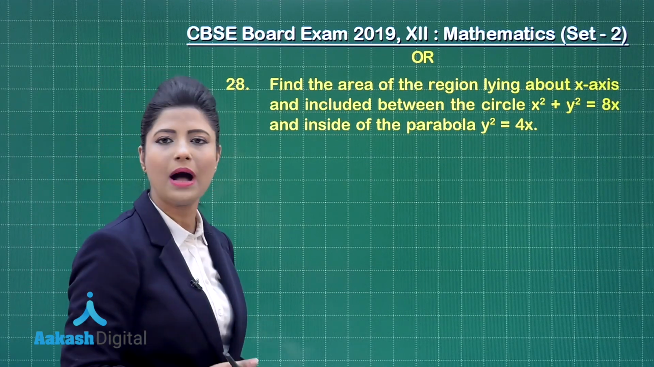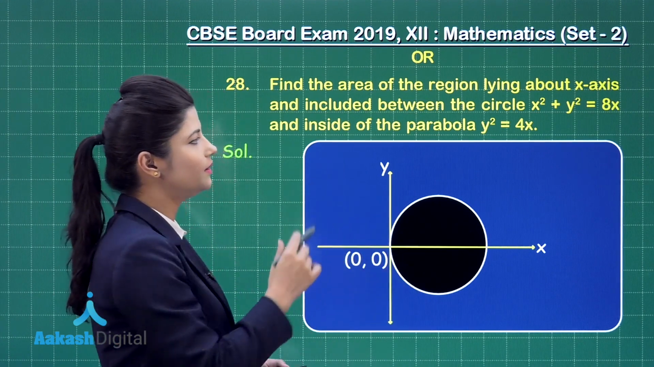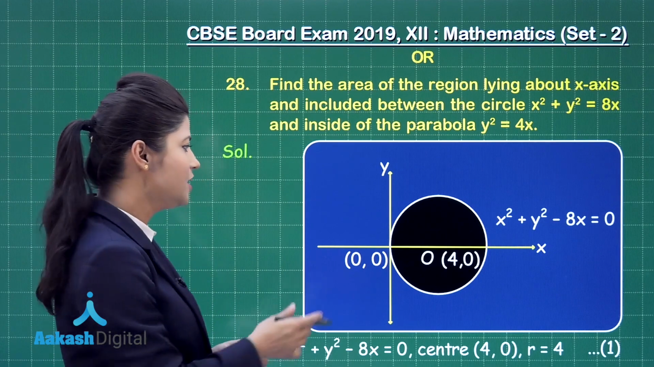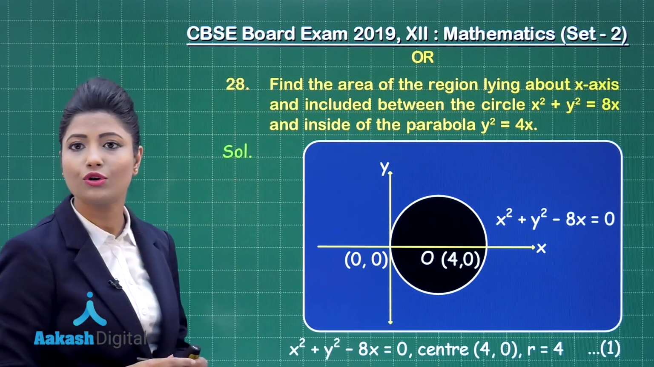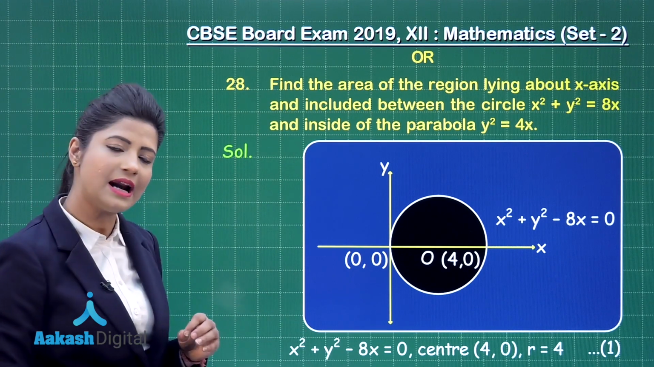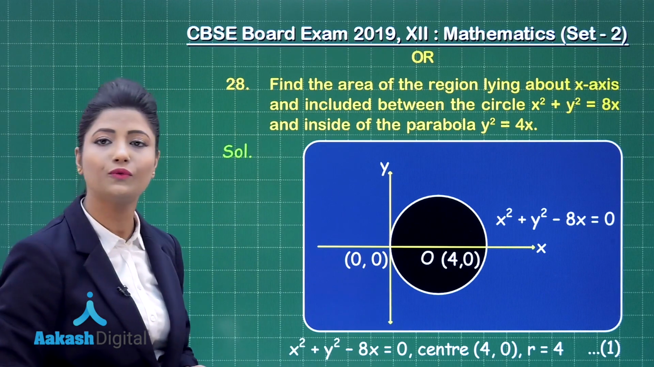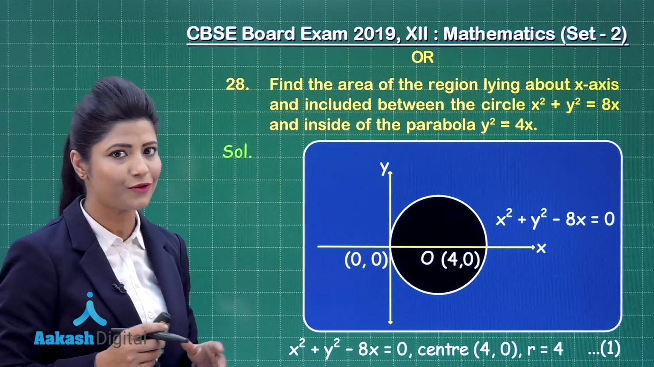Here we are talking about a circle. You can see here this is the circle, and when we consider this equation x square plus y square equal to 8x, you can calculate and find that the center will be 4, 0. If you represent this circle in the standard form, you will obtain the center as 4, 0 and radius 4. So here this is 0, 0, and this is 4, 0, the center of this circle.